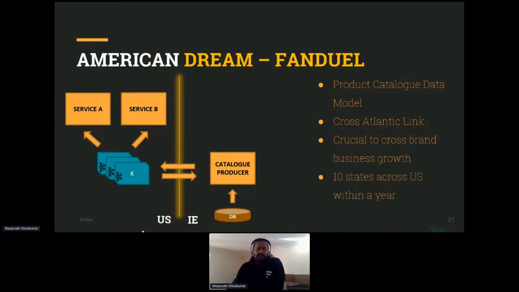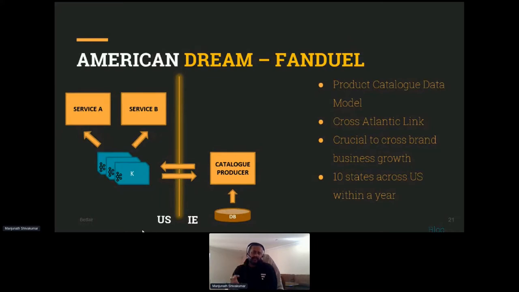So we were able to scale in less than a year, or maybe just around a year's time, to 10 different states. Effectively, we exported the catalog data on a periodic basis to a central Kafka installation in the states, and from there we are able to distribute that data to different services running in different states much more efficiently, rather than having all of those services call back into our data center directly to gather the data from the database. This was a lot more efficient model.